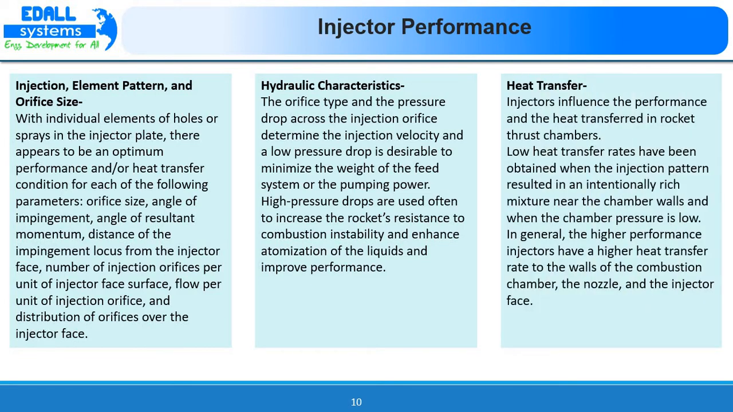Then the next one, that is heat transfer. So injectors influence the performance and the heat transferred in rocket thrust chambers, even though their function is very small compared to the combustion chamber and nozzle. Low heat transfer rates have been obtained when the injection pattern resulted in an intentionally rich mixture near the chamber walls and when the chamber pressure is low. In general, the higher performance injectors have a higher heat transfer rate to the walls of the combustion chamber, the nozzle, and the injector face.